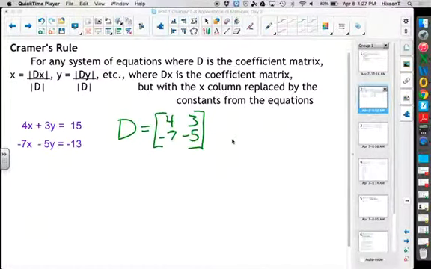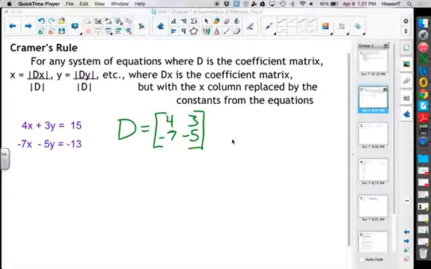So we're looking at Cramer's rule. We found D. D is our coefficient matrix. It's not the augmented matrix. It doesn't have the constants in it. It's just 4, 3, negative 7, negative 5.